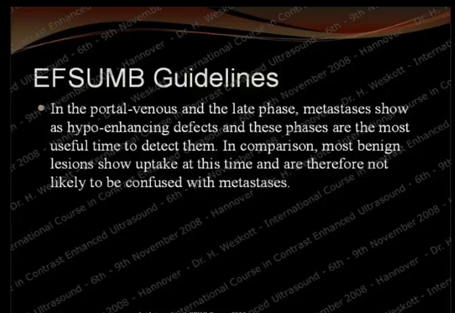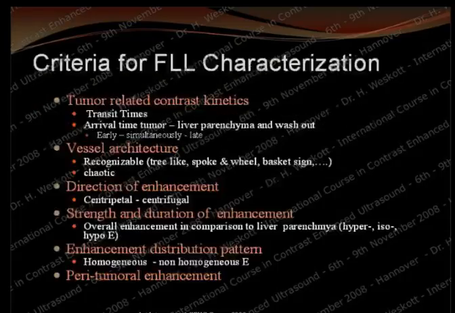So, criteria for the characterization of focal liver lesions. Number one is tumor-related contrast kinetics, like transit time, arrival time in the tumor and in the liver parenchyma, and the washout behavior. We can have an early or simultaneous or late enhancement of the tumor in comparison to liver parenchyma. The vessel architecture is important. Do we have a recognizable architecture like tree-like or spoke-wheel or basket sign, or do we have a chaotic architecture of tumor vessels? The direction of enhancement was mentioned already. So do we have a centripetal or centrifugal filling of a tumor?